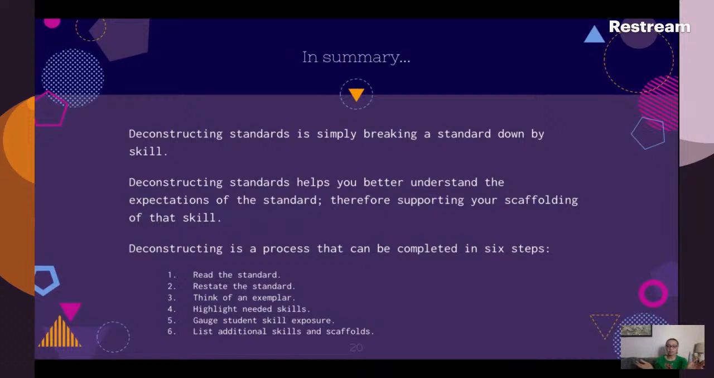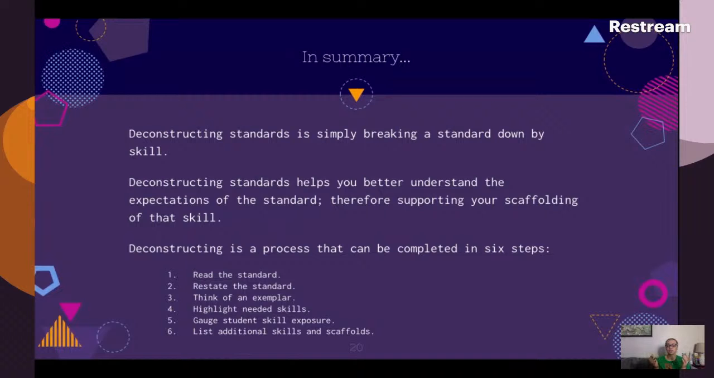So again, it's breaking down the standard. So it's just reading it and finding what are the skills that the standard immediately highlights, and then what are the skills students need in order to do those highlighted skills. And the reason that it's important that you do it is because it's going to help you better understand the expectations of the standards, and then it's going to make it easier for you to actually have scaffolded activities to reach up to student mastery.